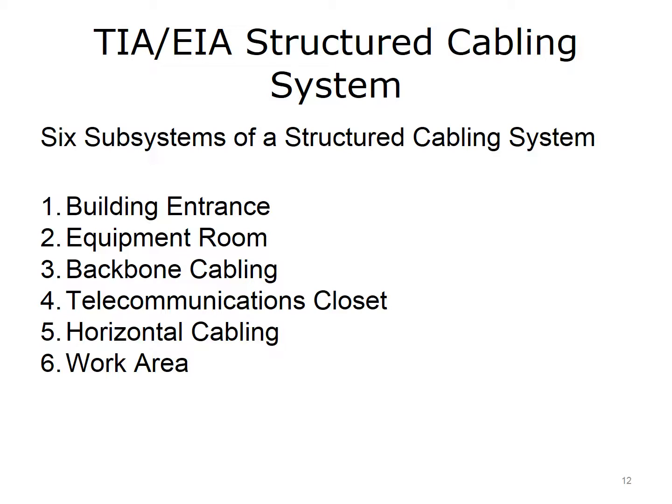Backbone cabling, interconnection between telecommunication closets, equipment rooms, and entrance facilities. Telecommunications closet, houses the telecommunications cabling system equipment. Horizontal cabling, extends from the work area telecommunications information outlet to the telecommunications closet. And work area, where work is done, where PC, server, printer, etc. are located.